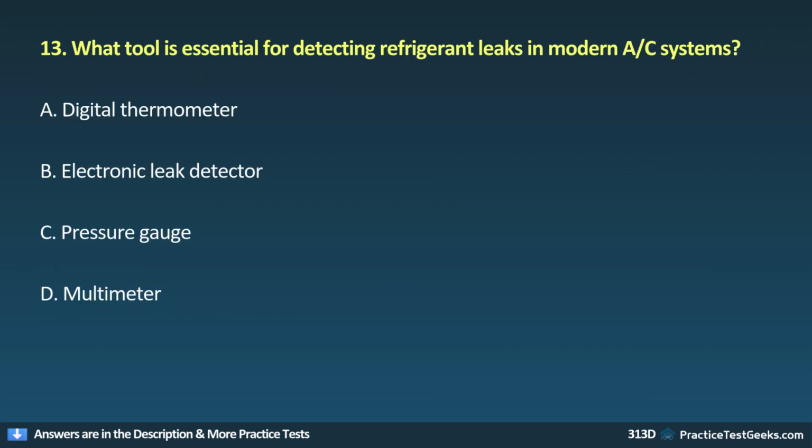13. What tool is essential for detecting refrigerant leaks in modern AC systems? A. Digital thermometer. B. Electronic leak detector. C. Pressure gauge. D. Multimeter.